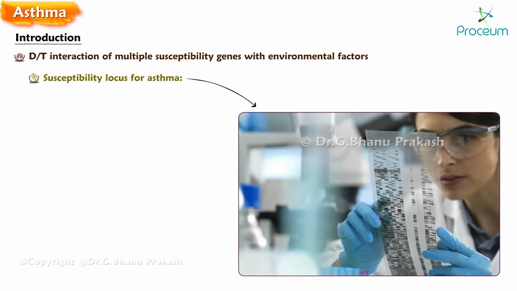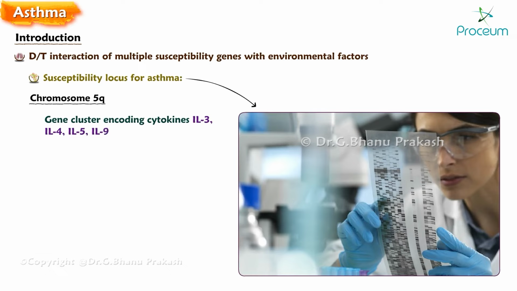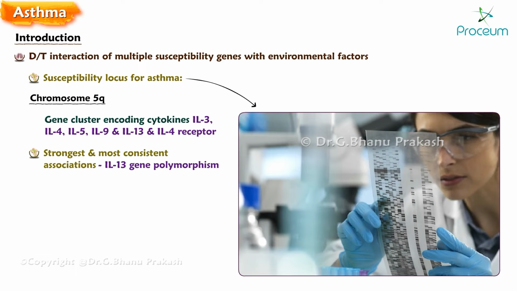Susceptibility locus for asthma. 1. It's located on chromosome 5q. Gene cluster encoding the cytokines interleukin 3, interleukin 4, interleukin 5, interleukin 9, and interleukin 13, and interleukin 4 receptor. 2. Strongest and most consistent associations with asthma or allergic disease is associated with interleukin 13 gene polymorphism.